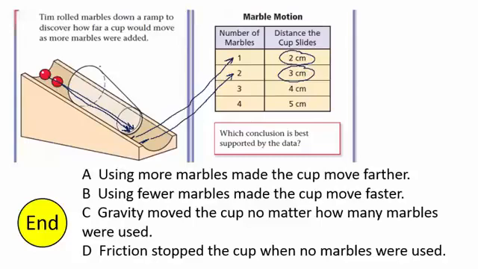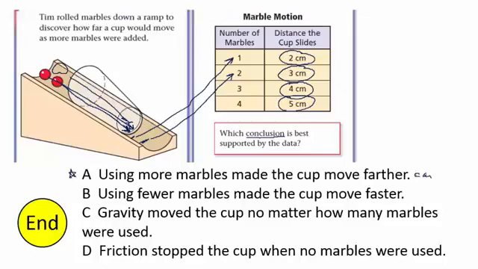And continuing, if we added another marble here and rolled it in at the same time, it moved 4 centimeters. And add a fourth marble, it moves 5 centimeters. The conclusion is, what can we conclude from the data that we collected here? Read the choices. Which one makes the most sense? Using more marbles made the cup move farther, which is distance, which is centimeters. This one sounds pretty good.